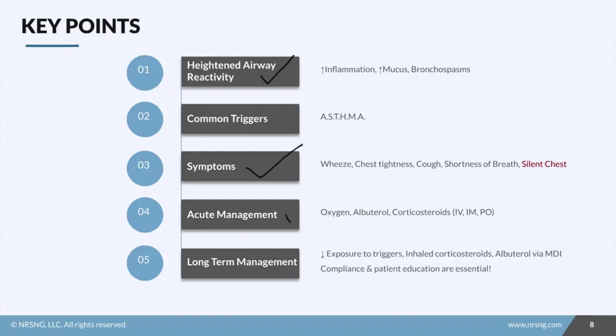Your acute management is going to start with ABCs, then you're giving oxygen, bronchodilators, and a systemic corticosteroid. Your long-term management is going to be focused on decreasing exposure to triggers, reducing inflammation with those inhaled corticosteroids, and then albuterol inhalers are prescribed to help manage those exacerbations that they're having at home. And always remember, compliance and patient education are key.